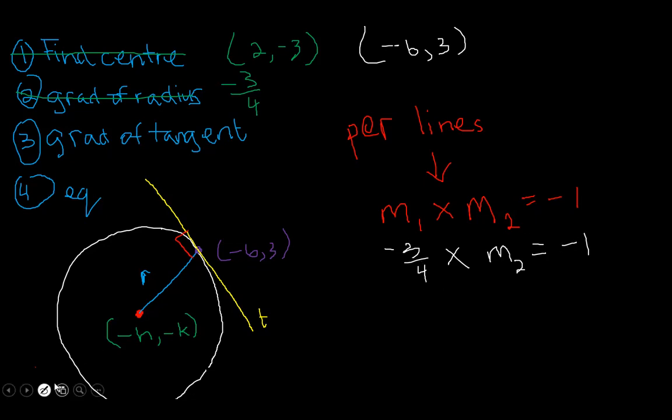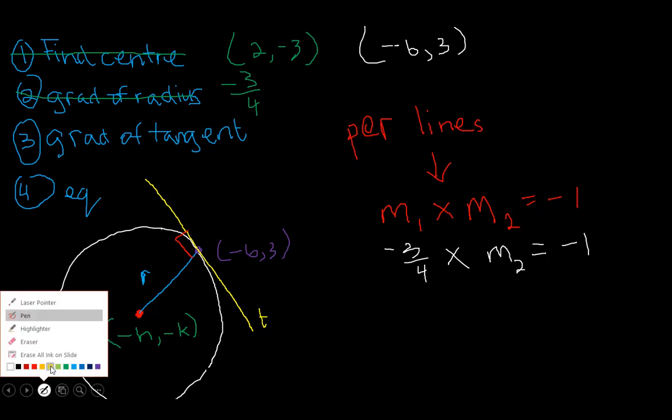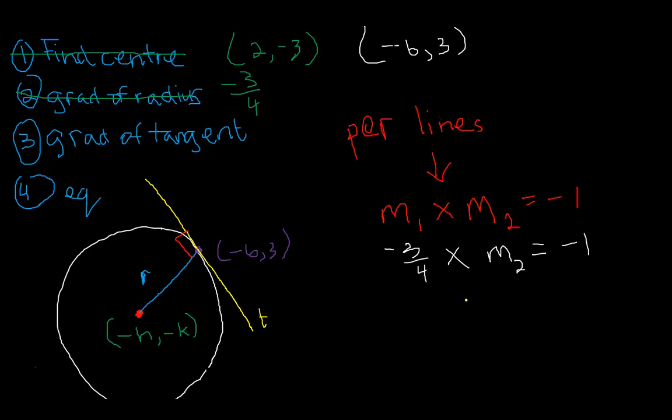What we need to do now, we need to find m2. We need to find the gradient of the tangent. To do that, you have to divide both sides by -3/4, and I would end up with m2 is equal to 4/3. If anybody doesn't understand how I got 4/3, just let me know and I'll write it down. So you good with that?